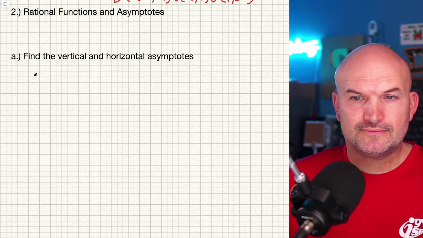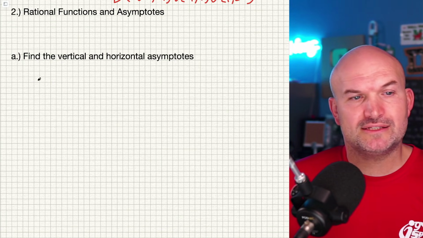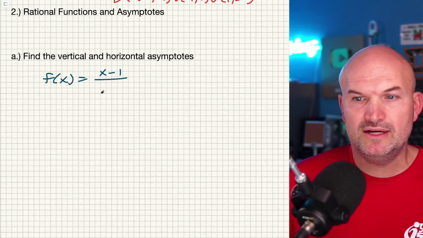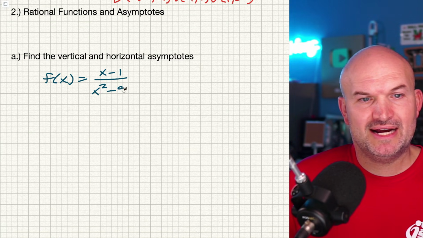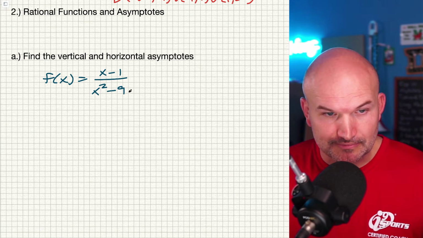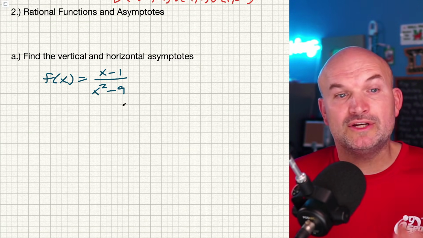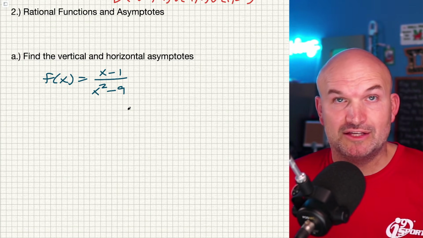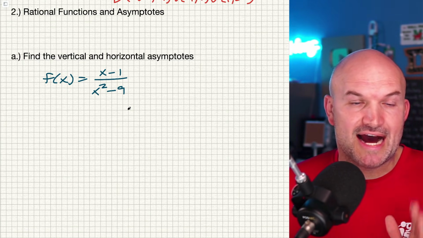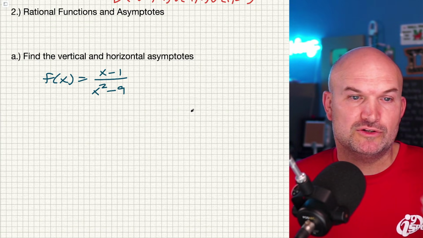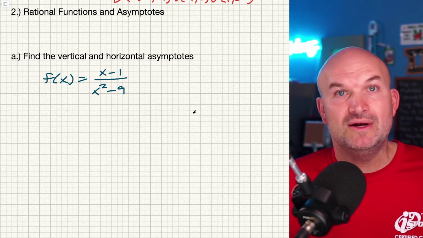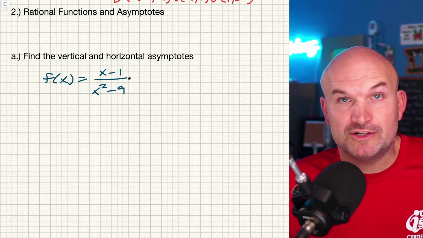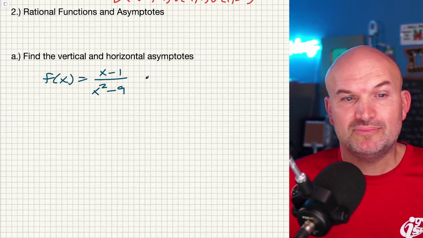So it says find the vertical and horizontal asymptotes. So let's go over a function f of x equals x minus 1 all over x squared minus 9. Okay, so the main important thing, guys, when we're looking at vertical asymptotes is those are going to be the values that are what we call a non-removable discontinuity. Those are going to be values that make our denominator 0 that cannot be simplified or factored out. So we always want to look to factor. How can we simplify this?